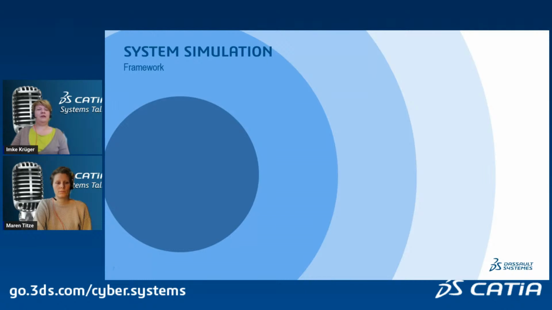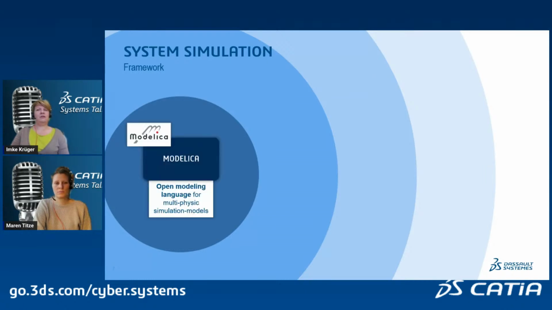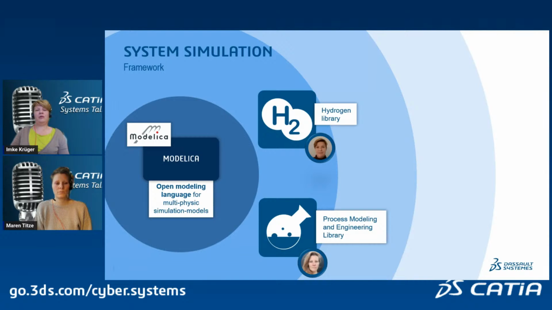So I would like now to introduce you to the framework that we're using. At the core is the Modelica language. Modelica is a modeling language. It's open source and can be used for multi-physics simulation models. With the language Modelica, Maren and I built our Modelica libraries. In my case, it's the hydrogen library. Maren is responsible for the process modeling and engineering library.